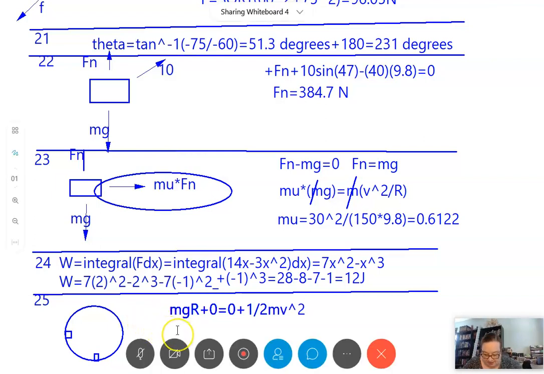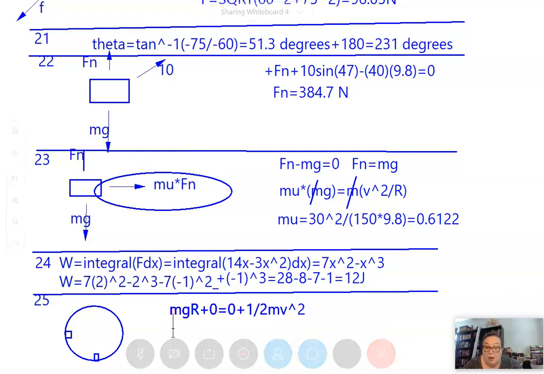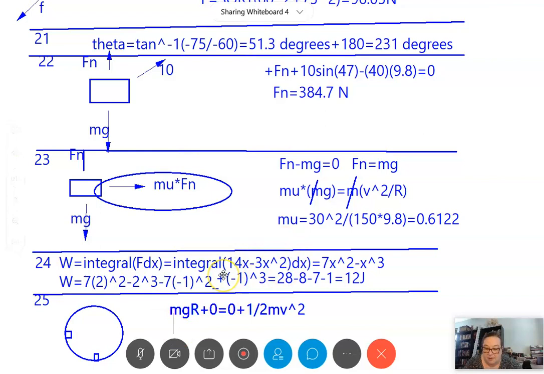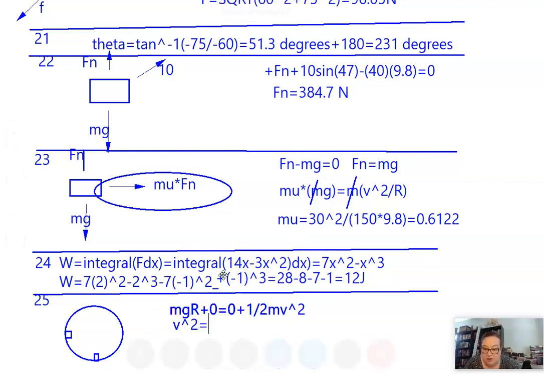So the masses cancel out, and we are trying to solve here for v. And so when we solve for v, we get that v squared is going to be equal to 2 times r times g. And that is answer C.